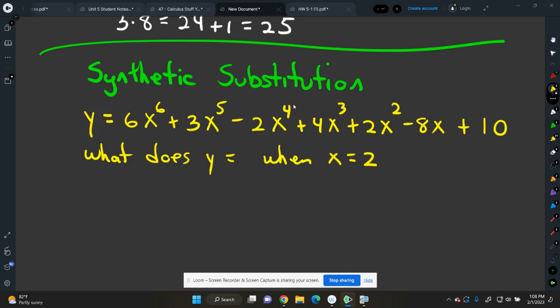Plug it in, plug it in, right? What do you do? You plug it in. You'd plug the x in. You plug 2 in for all of these. That's what you would do. Now, that's a pain in the neck.